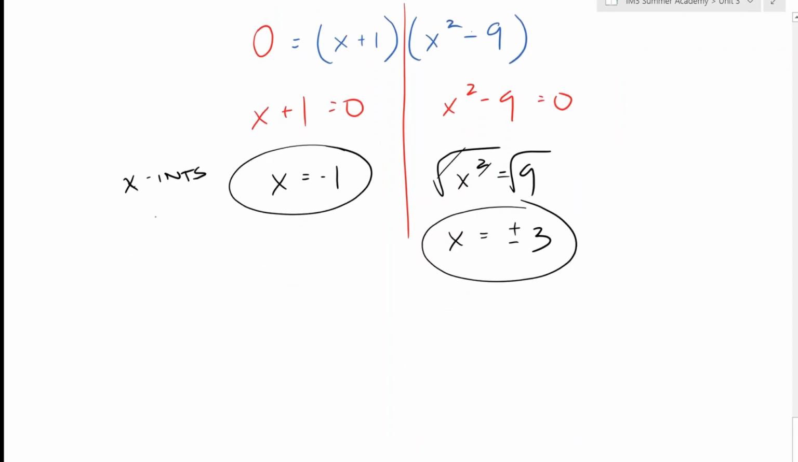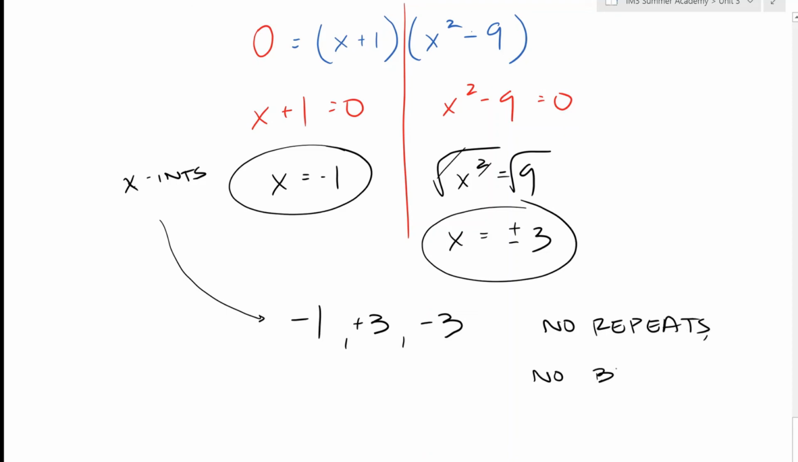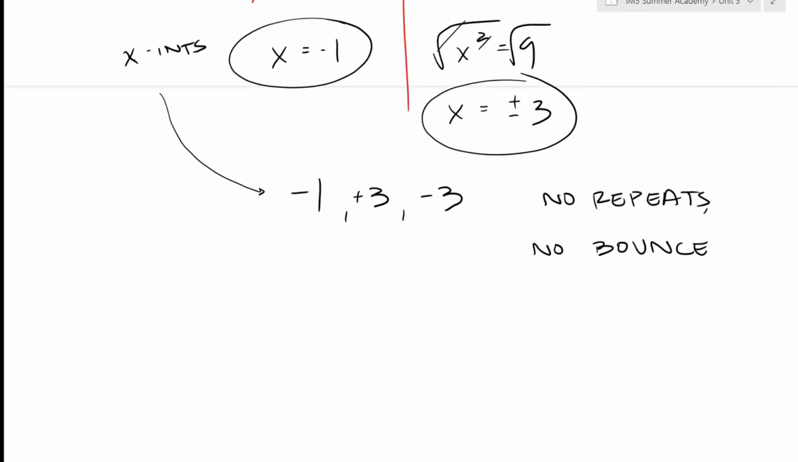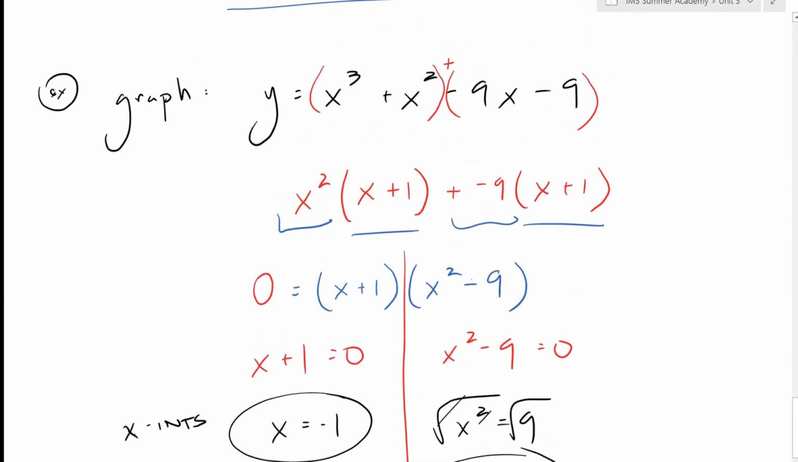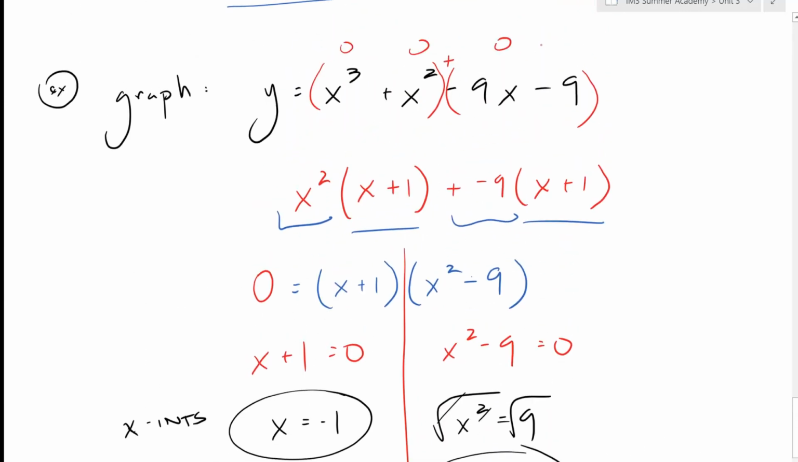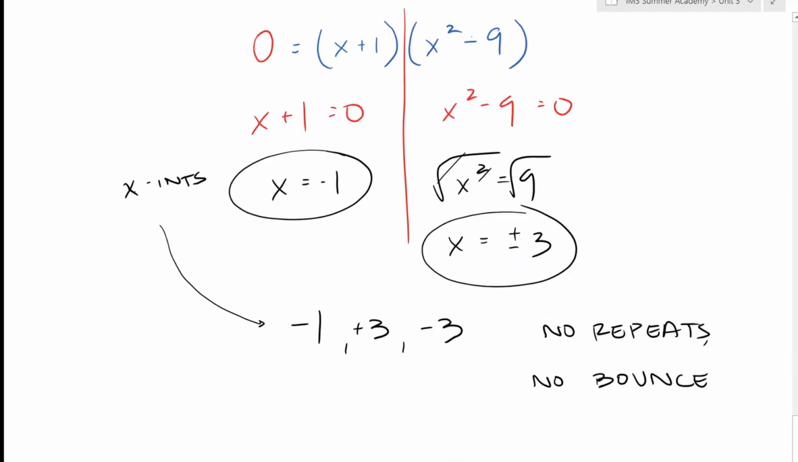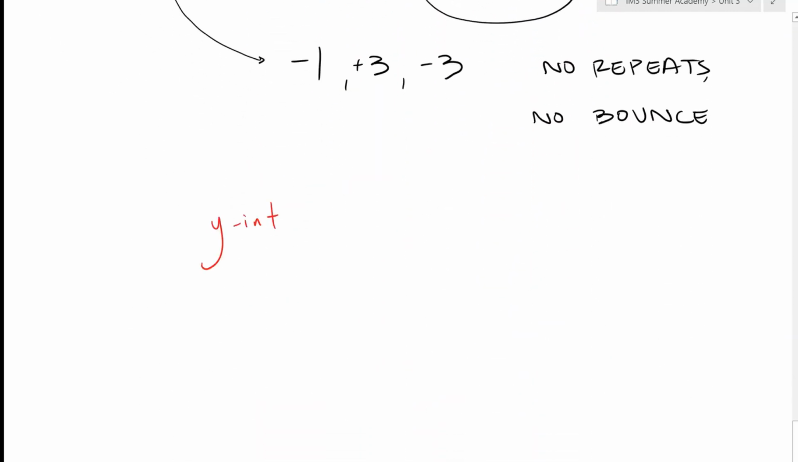So let's list it out. My x-intercepts, negative 1, positive 3, negative 3. None of them repeat. I have a positive 3 and a negative 3. Those aren't the same. So no repeats. And with no repeats, no bouncing. Everything's going to cross through. For the y-intercept, if we go ahead and plug in 0 for x, that's a 0, 0, 0, minus 9. My y-intercept is going to be 0, negative 9.